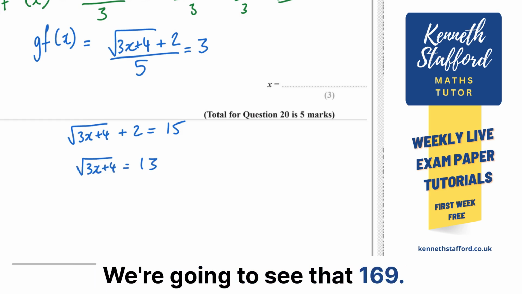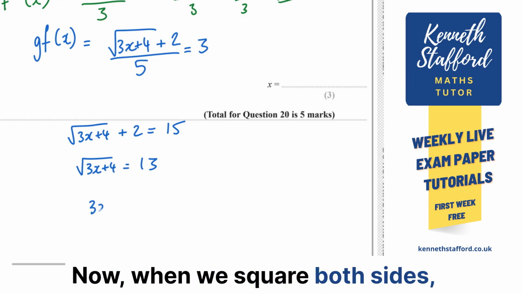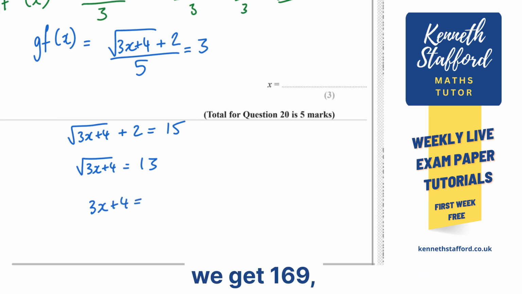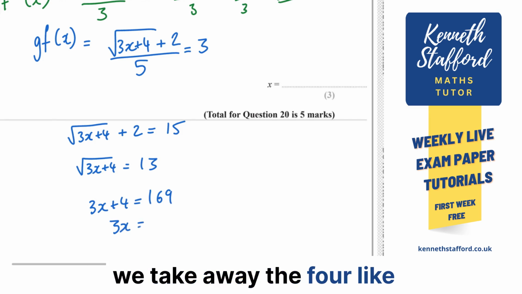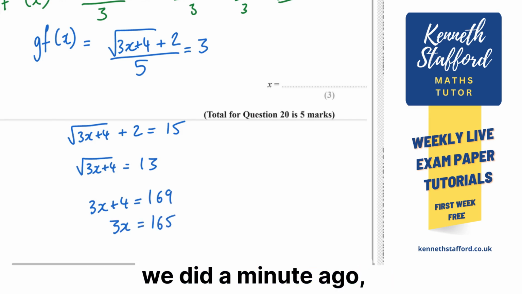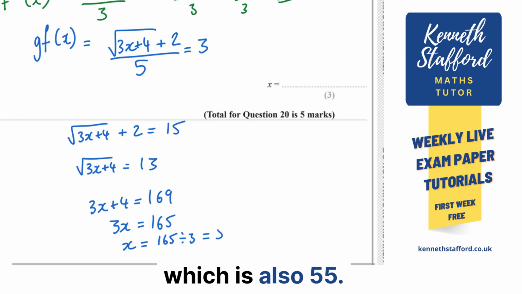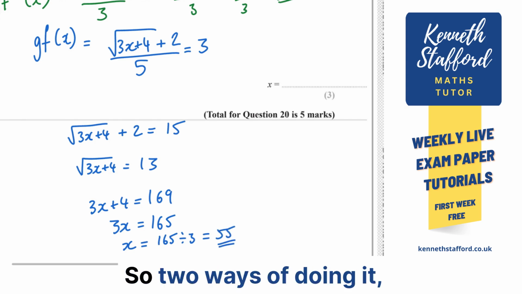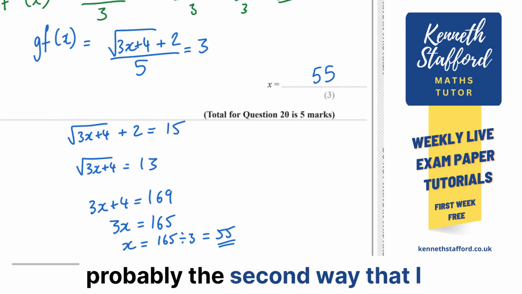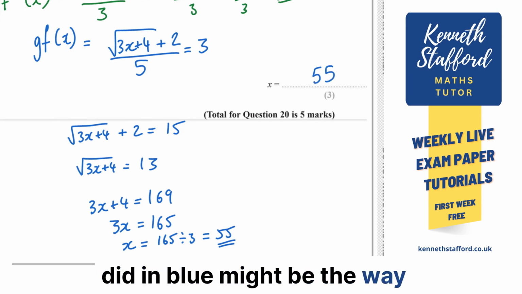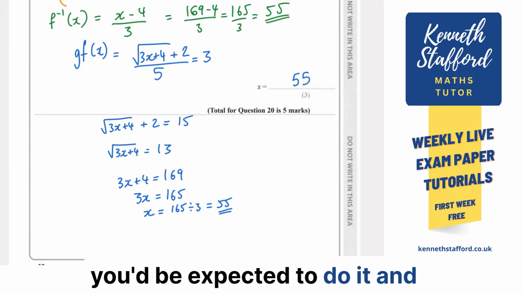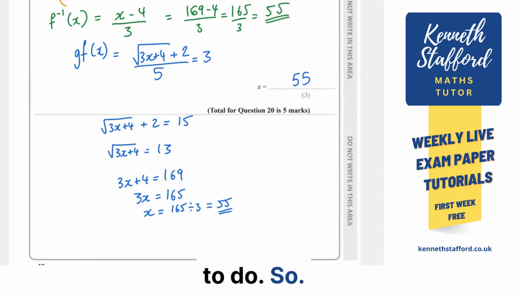And we're going to see that 169 now. When we square both sides, we get 169. We take away the 4 like we did a minute ago. And then to get 1x, we divide 165 by 3, which is also 55. So 2 ways of doing it. Probably the second way that I did in blue might be the way you'd be expected to do it and you'd probably feel confident to do.